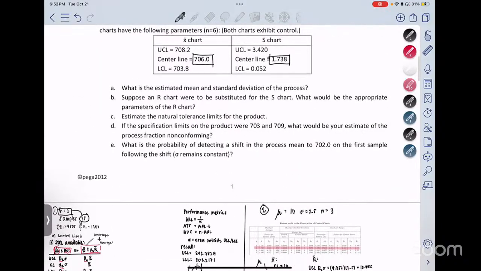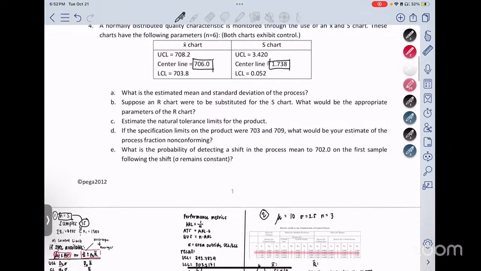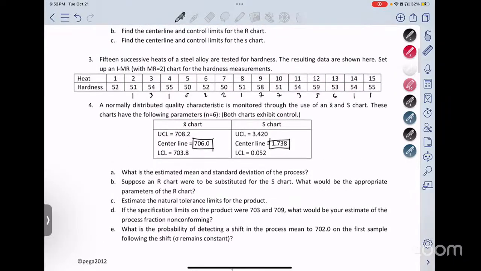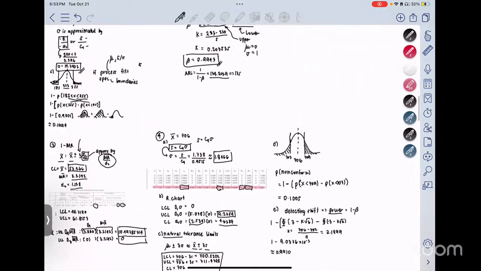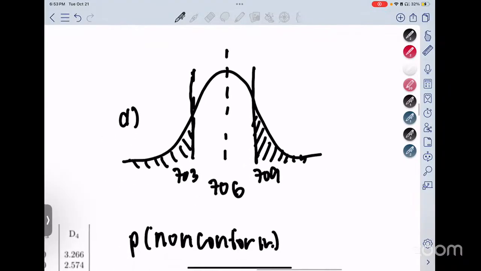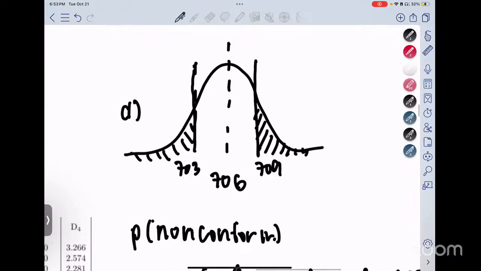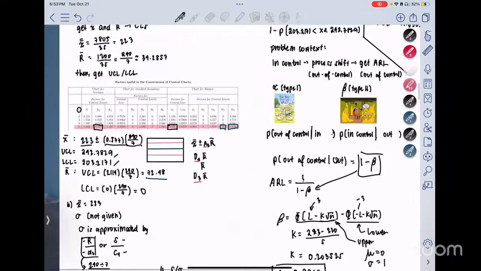Okay. What is the 703 and 709? What would be your estimate of the process fraction non-conforming? So essentially, the limits of the product are 703 and 709. Meaning, essentially, you would have this type of setup, and then you just basically get the probability that it will exist outside both those. 706 remains as is.